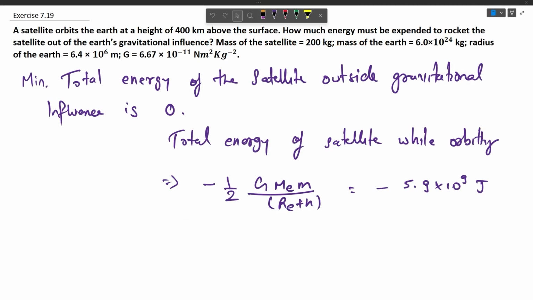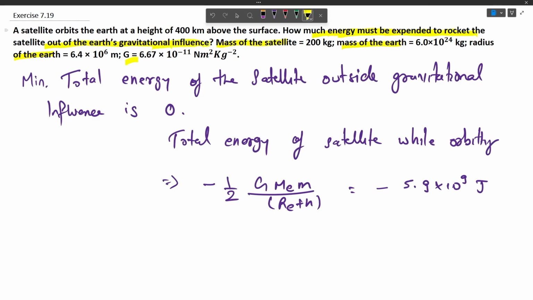The question says that a satellite orbits the Earth at a height of 400 km above the Earth's surface. How much energy must be expended to rocket the satellite out of the Earth's gravitational influence? The mass of the satellite is given, the mass of the Earth is given, the radius of Earth is given, and the gravitational constant is given. Here we must understand that it is asking how much energy we need to expend on the rocket so that it can move the satellite away from the Earth's gravitational influence.